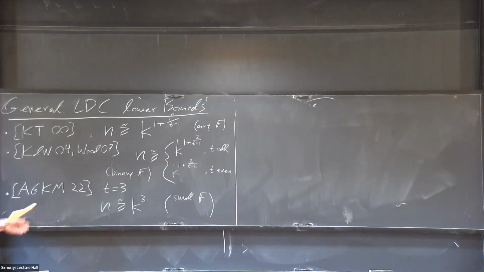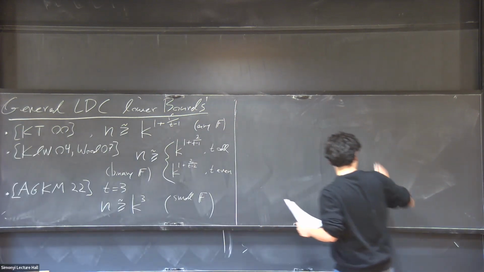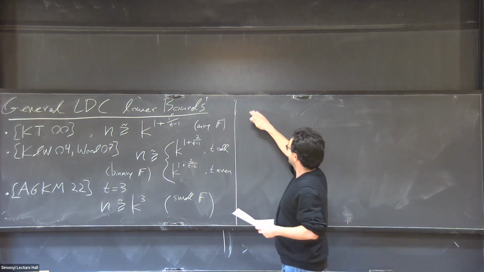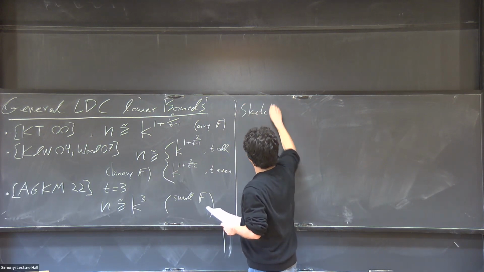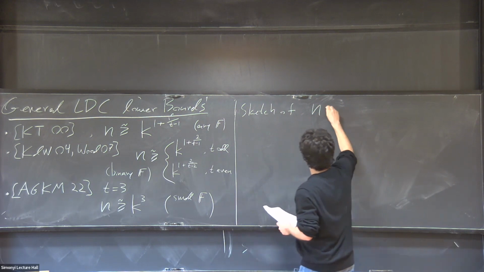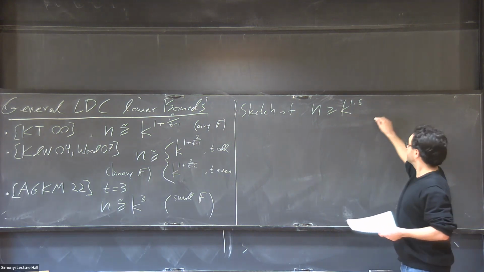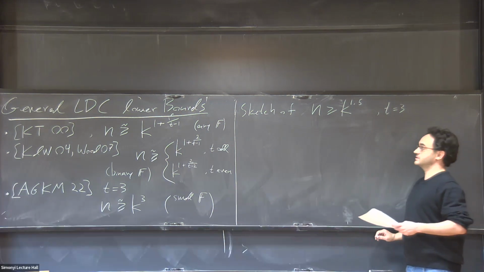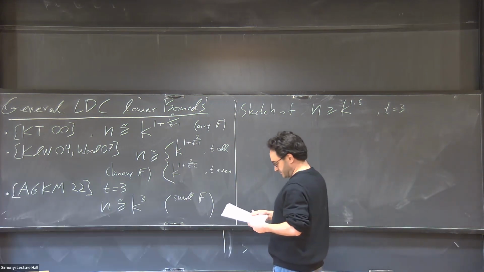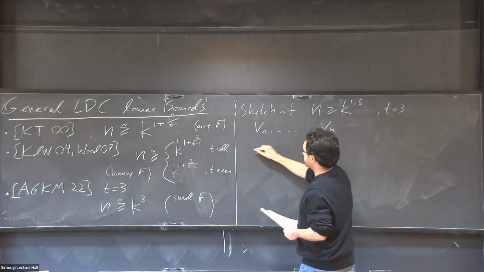I just want to show something about how these bounds are proven, at least the basic ones. So that's just the proof sketch of, if you wanted to prove that n is at least k to the 1.5 when t is 3. This is the basic Katz-Trevisan proof. And so you have these vectors and you have matchings, Mi.